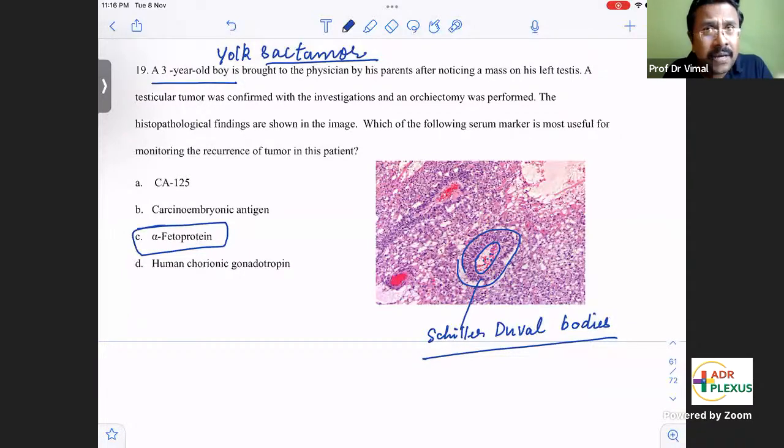A 60-year-old male presenting with a testicular mass: the first testicular tumor you have to think of is lymphoma. Lymphoma will be your first differential. Another important tumor, spermatocytic seminoma, can also occur in the 60 to 70 age group, but lymphoma should be your first differential.